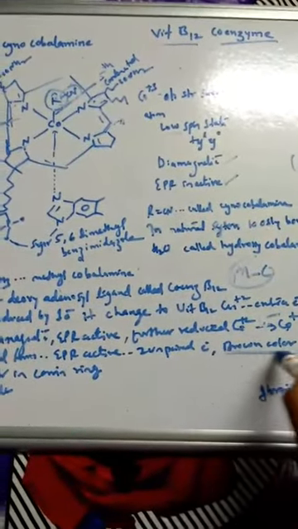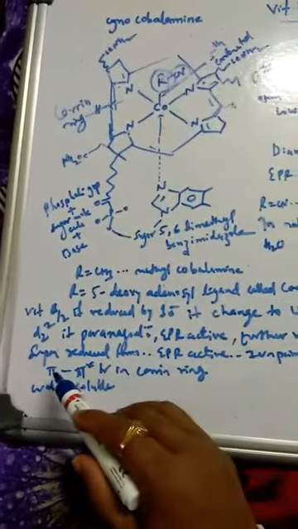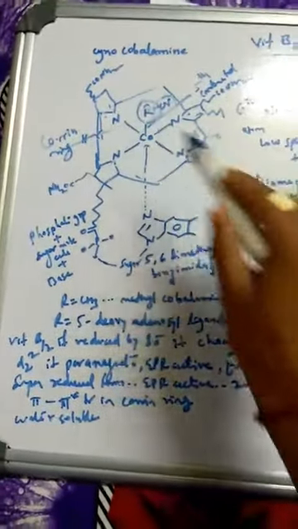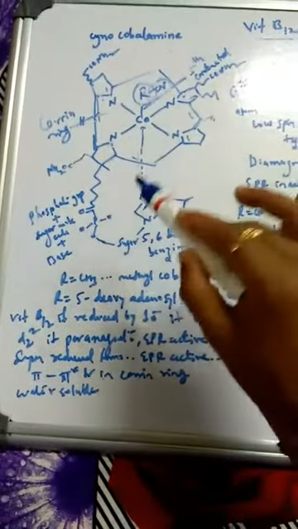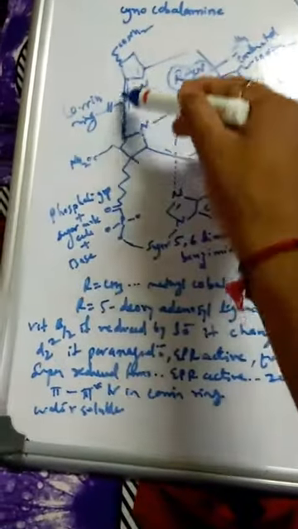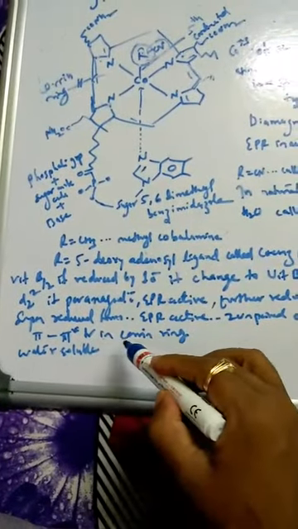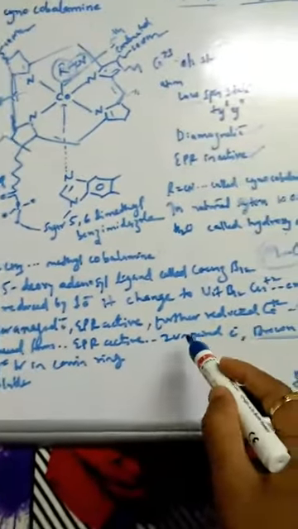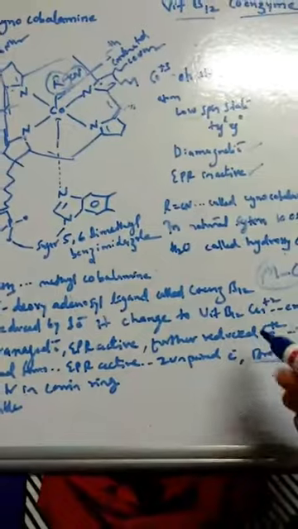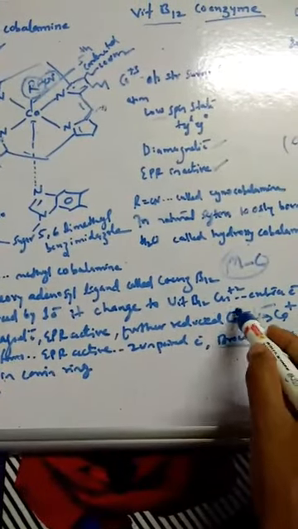This is brown in color, and why is that brown in color? Because of the pi to pi star transition in the corrin ring. This is called a corrin ring, not a porphyrin ring. I have told you the difference between the corrin and porphyrin ring. Just the difference is what? The CH bond here. So this is brown in color because of the pi to pi star transition in the corrin ring, but the reduced form, cobalt +2, is blue in color.